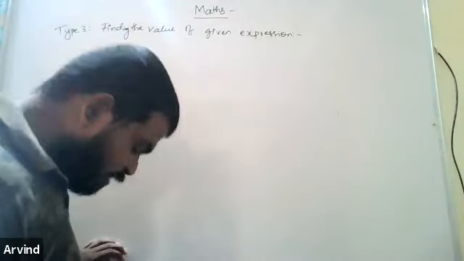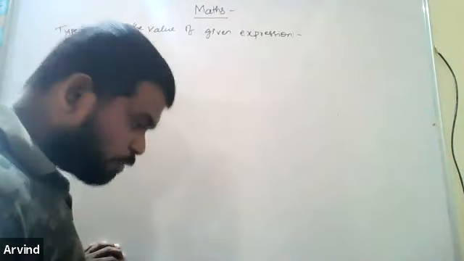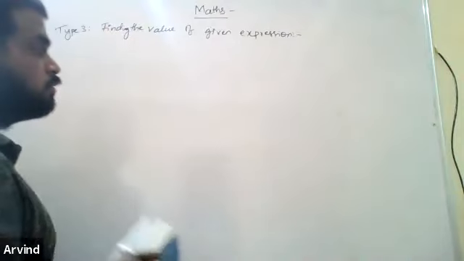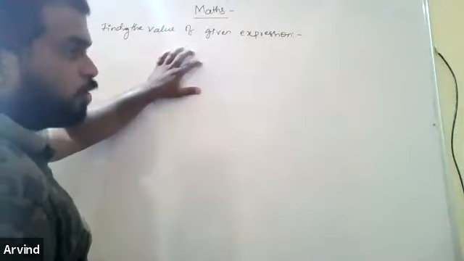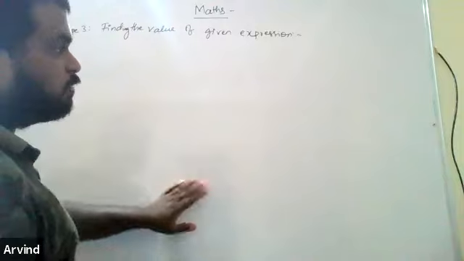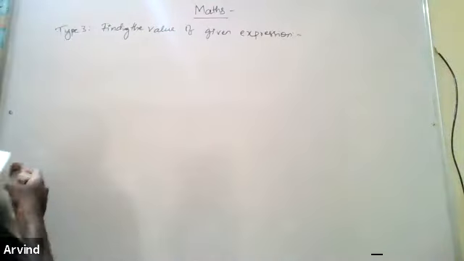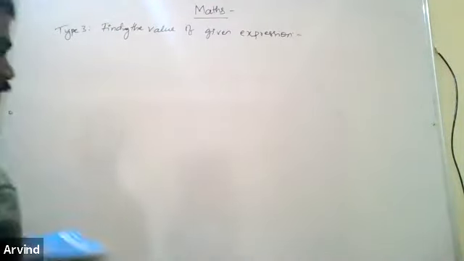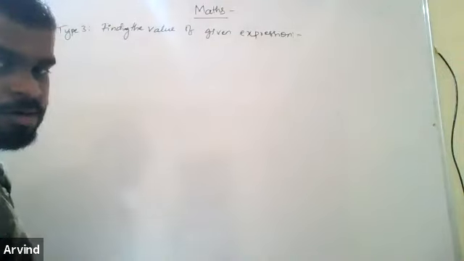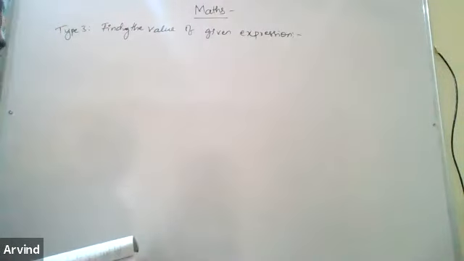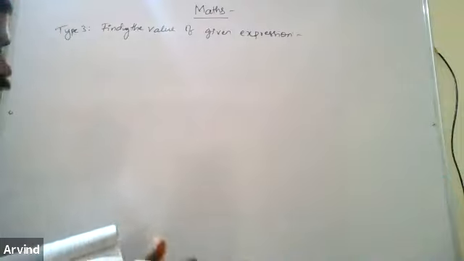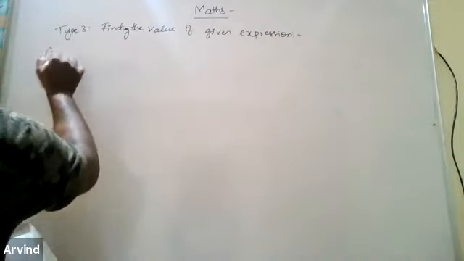So what is type 2? Type 2 was the reverse, right? Alpha and beta are given, and we have to find the polynomial. Earlier, a quadratic polynomial was given and we found the zeros. Reverse was type 2. So take down the question. Can anyone tell me what will be the question number? 12.